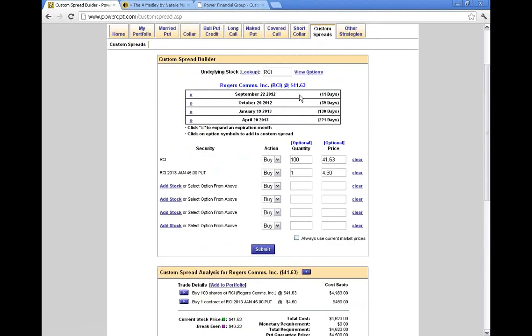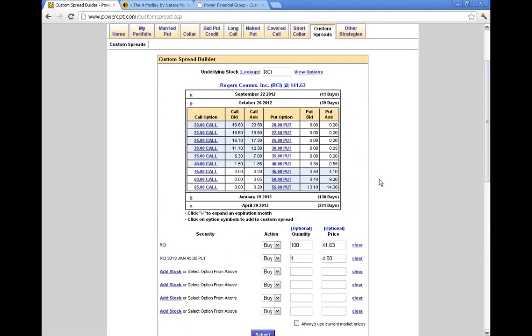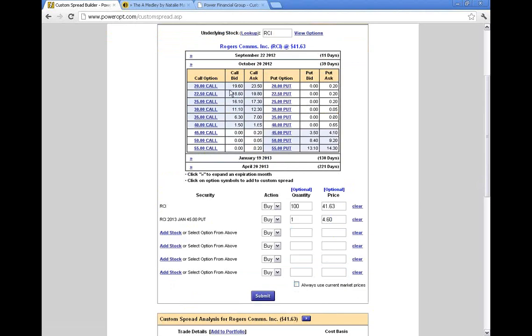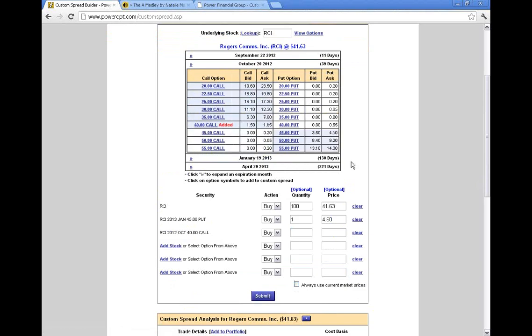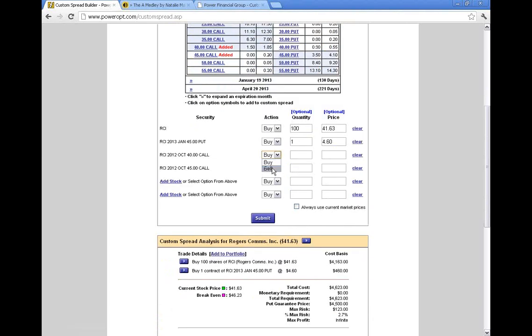Look at that. Let's ignore September because there's only 11 days, Kurt. Let's take a look at October, shall we? October works. All right. And then let's sell the 40s and buy the 45s. Okay, so we are going to add those into our block.